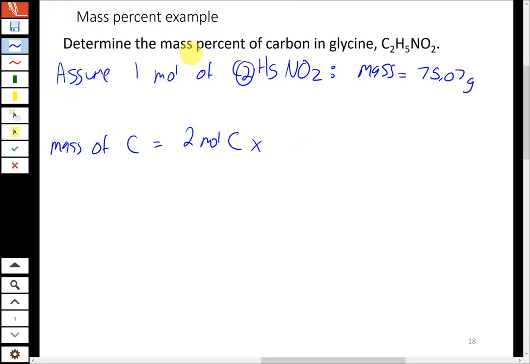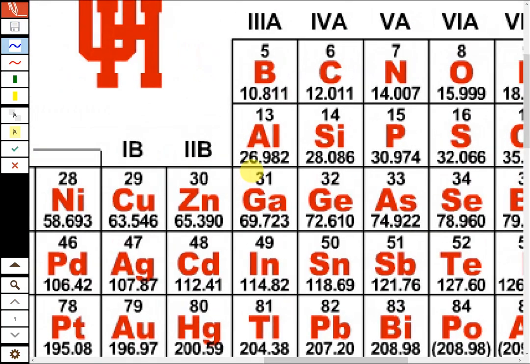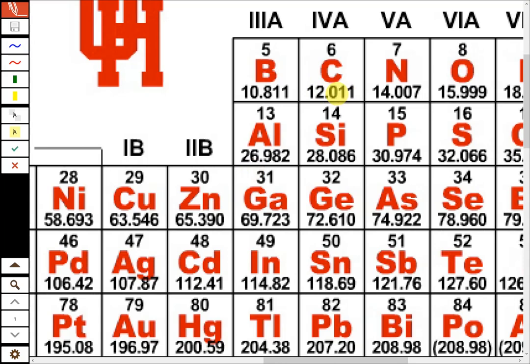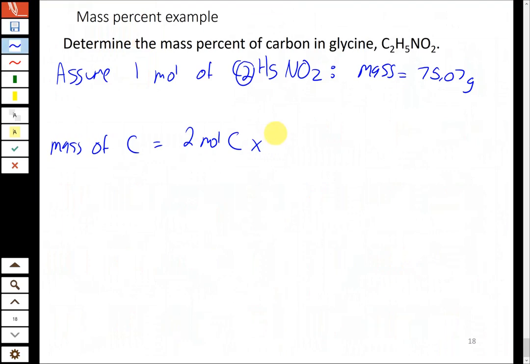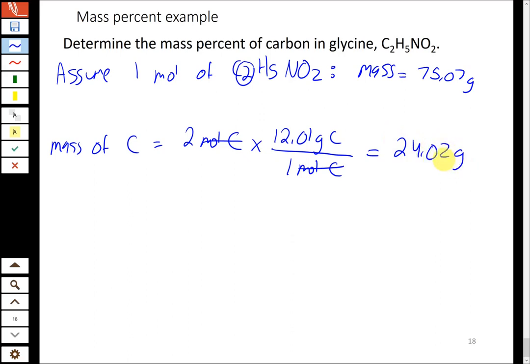We did that earlier, but let's look it up again. Just get used to finding those. So again, carbon is 12.01 grams per mole. So 1 mole of carbon is 12.01 grams. And so for 2 moles, we just have to multiply that: 2 moles times 12.01 grams of carbon in 1 mole. Moles cancel out, and that gives us grams. So 1 mole of this compound has 2 moles of carbon, and the mass of 2 moles of carbon is 24.02 grams.